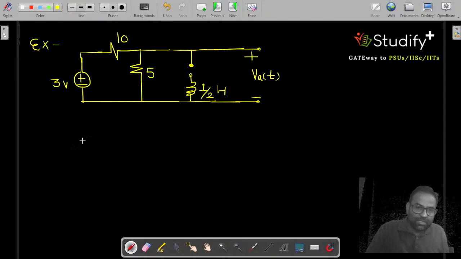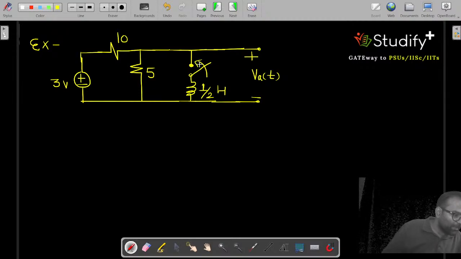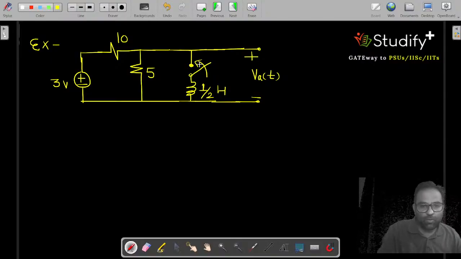And how is your switch working? Initially the switch is open and it is closed at T equal to 0. So how can we analyze this circuit?